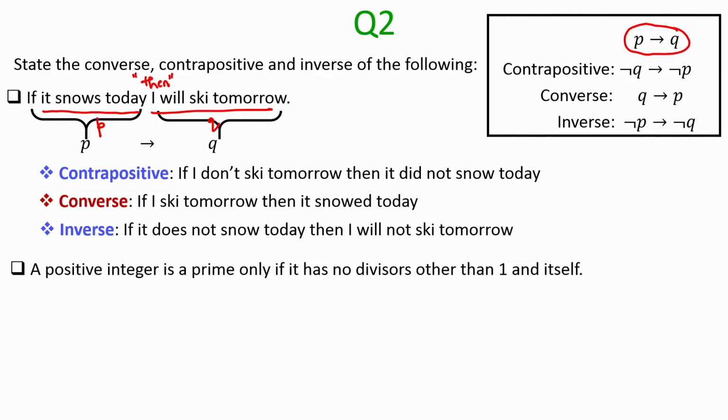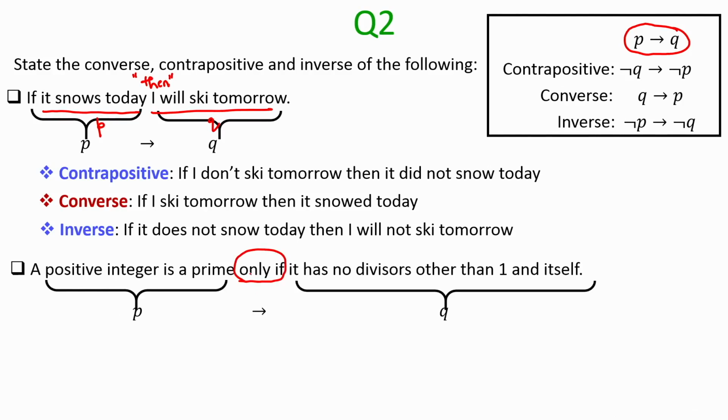Okay. The second statement here is: a positive integer is a prime only if it has no divisors other than 1 and itself. Let us first identify the implication here. What is the form of the implication? This is an only if statement. So, you can represent whatever is there before "only if" as P, whatever is there after "only if" as Q, and the implication that is here is P implies Q.